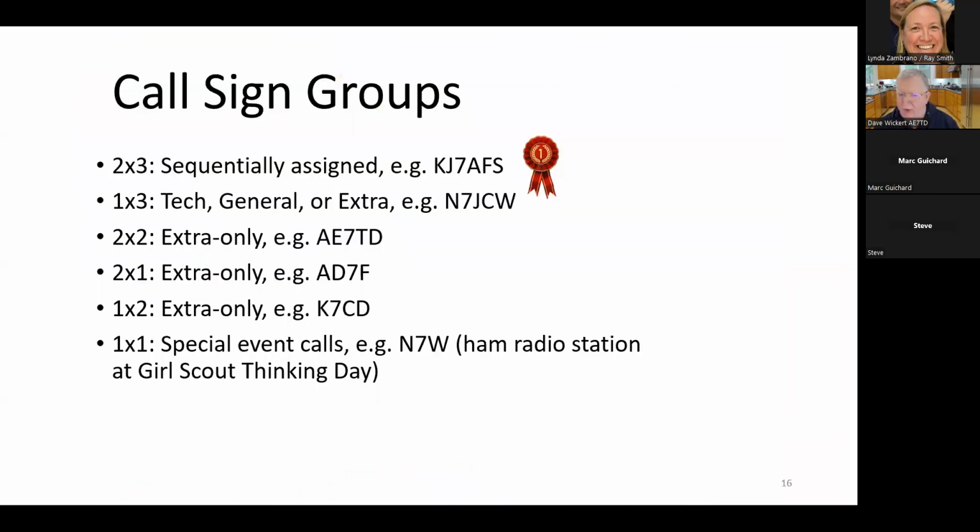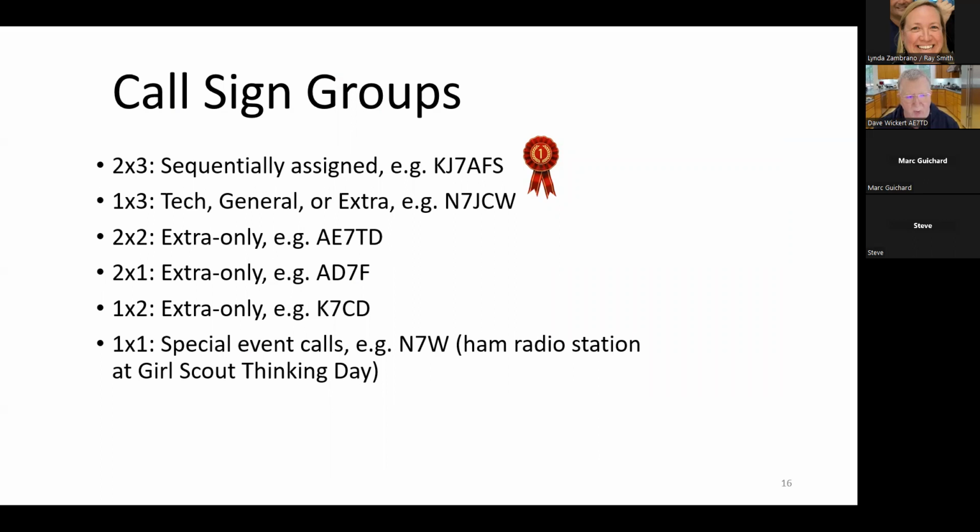Call signs are organized into groups. There's a 2x2 call sign, which is sequentially assigned. This is the call sign that you will get when you get your initial call sign. And then if you wish to ask for a vanity call sign after that, you could get a 1x3, which is available to technician licensees. If you have an extra class license, you can get a 2x2, such as what I have. The letter A means that you are an extra class amateur radio operator also.